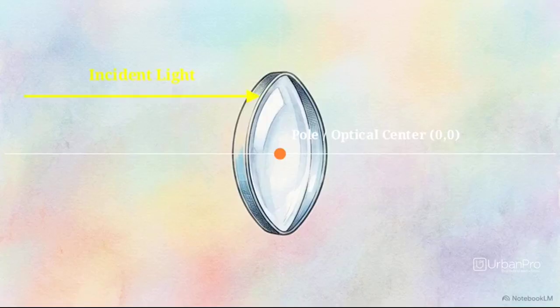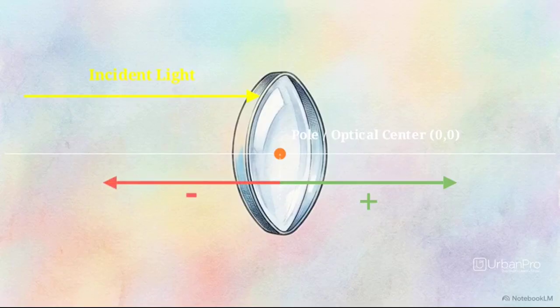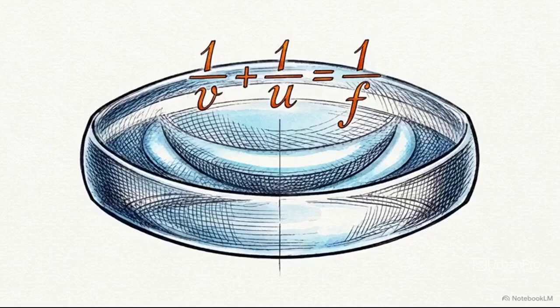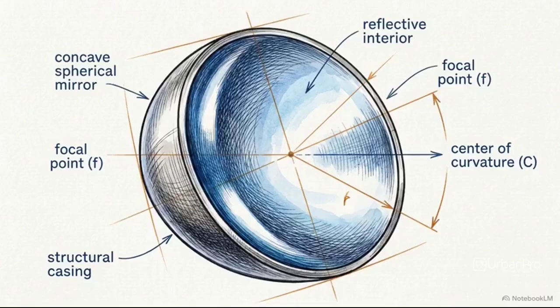Distances measured in the same direction that the incident light travels are assigned a positive value. Distances measured opposite to the incoming light are negative. Heights follow the standard y-axis, positive above the principal axis, negative below. By locking every physical distance to this single geometric grid, we can translate the physical behavior of light into predictable, universal algebraic formulas. Let's apply this coordinate system to a concave spherical mirror.